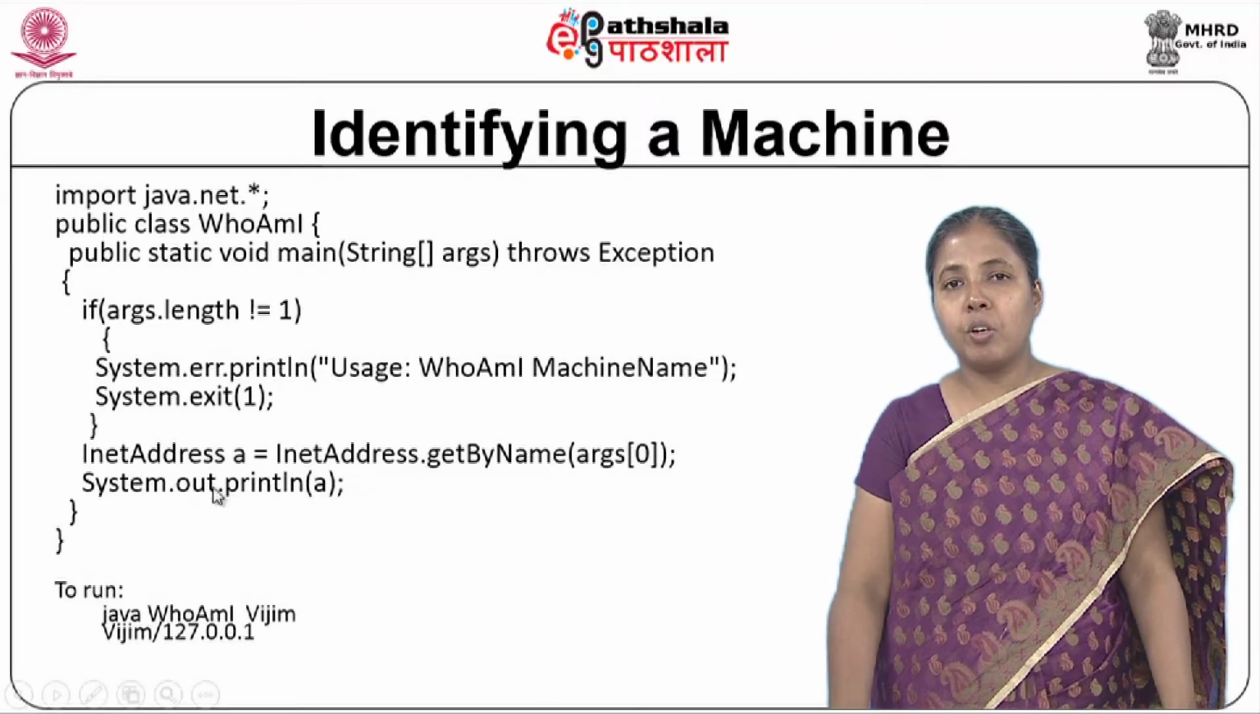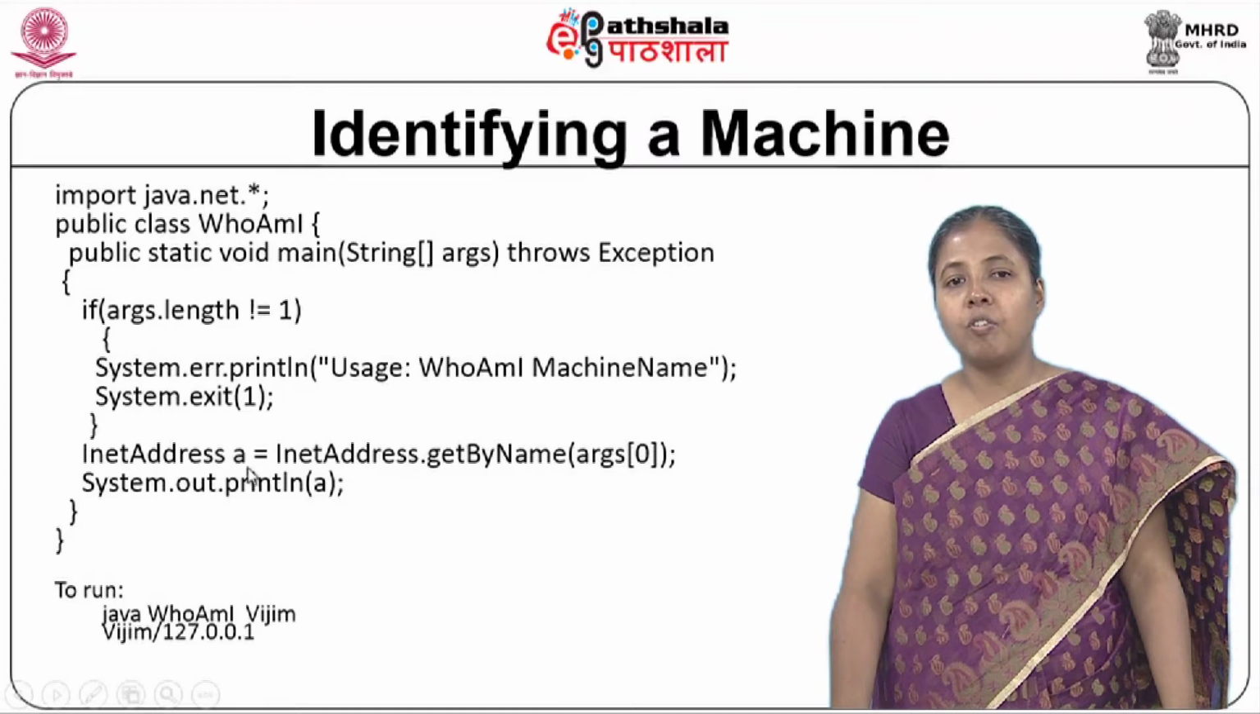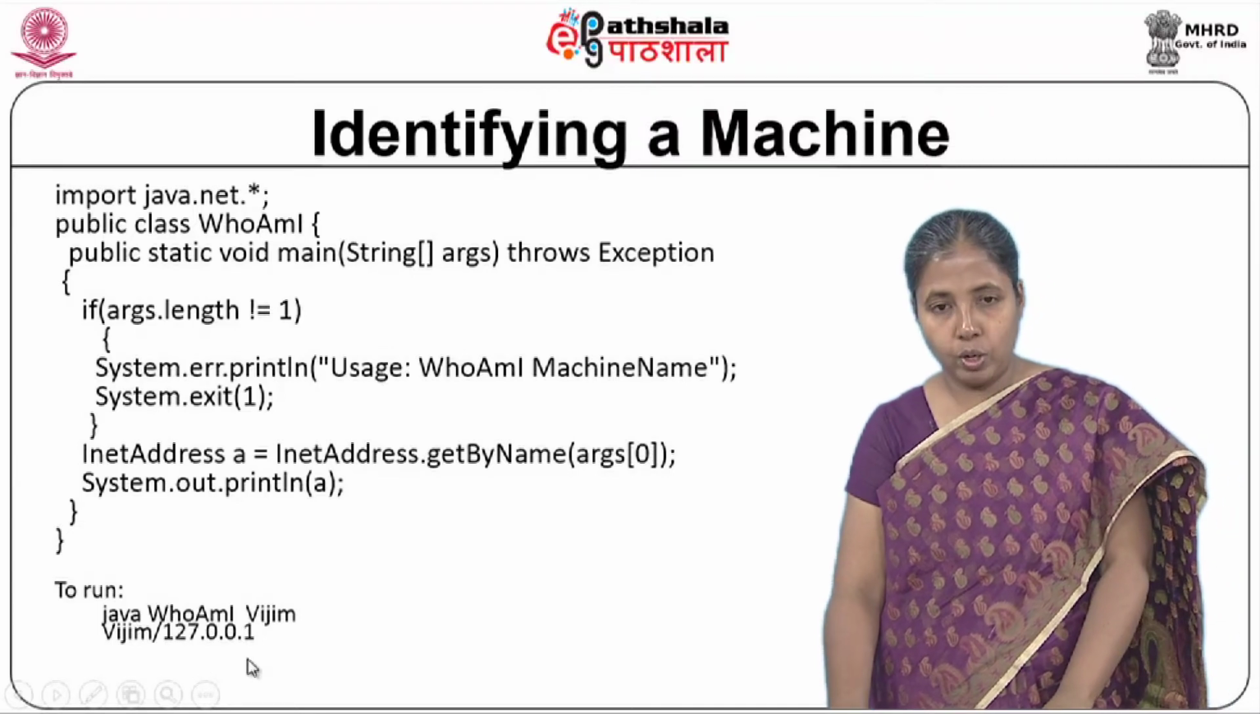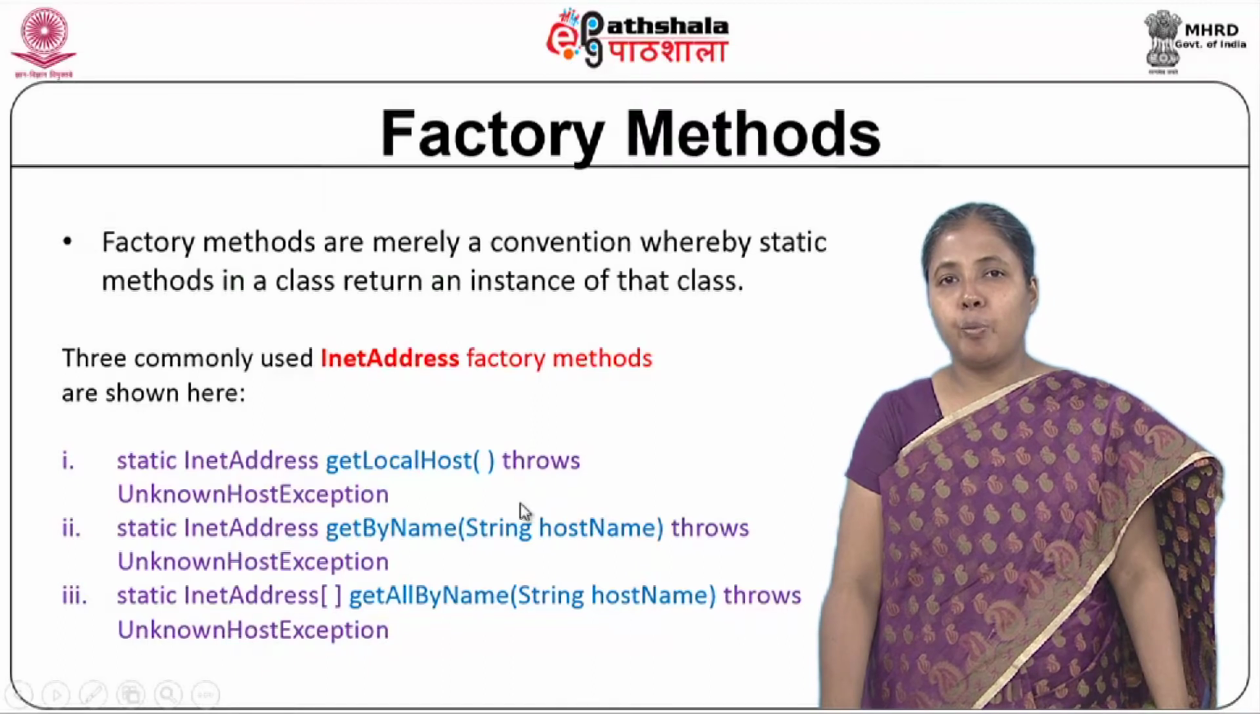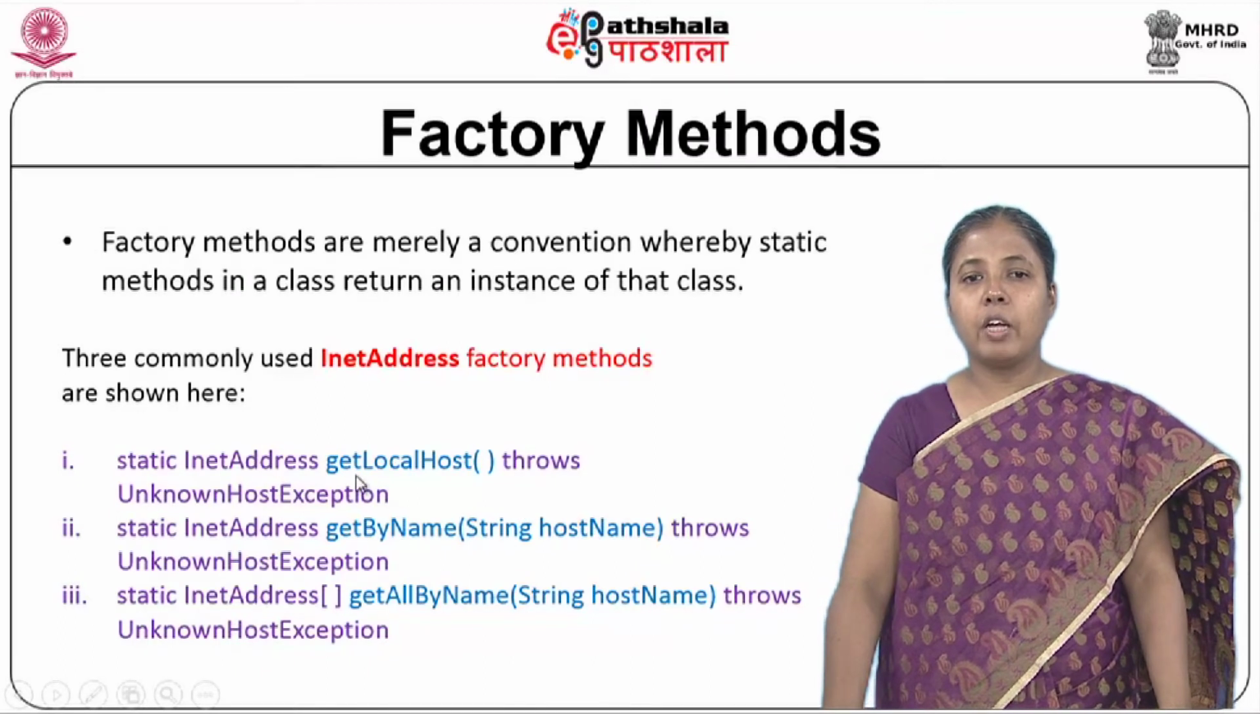Now put a print statement in Java, which is System.out.println of the InetAddress object A. This would print the name of the machine, the host name, and its local IP address, which is 127.0.0.1.